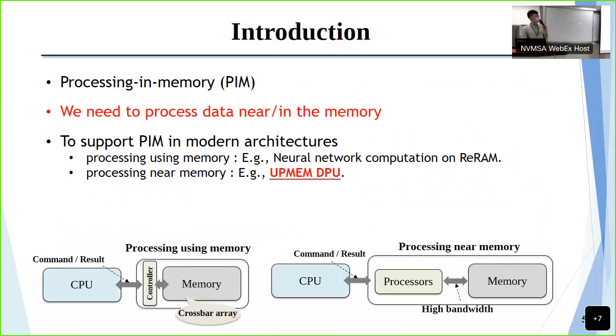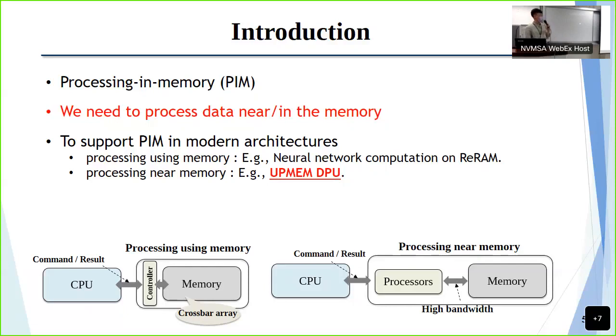There are two types of processing memory. The first one is processing using memory, which means the data can be processed directly by memory circuit components. For example, the ReRAM crossbar array is usually adopted for neural network computation. The other one is processing near memory, which means we put small processing units into the memory device or close to the memory device. For example, UPMEM DPU is a group of processors inside a DRAM chip.